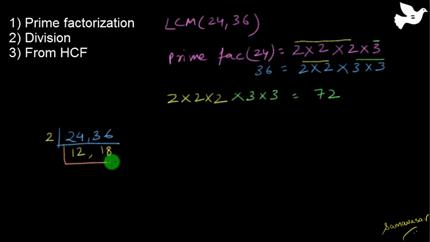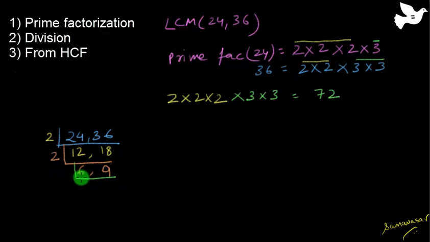Then I do this and I again take a prime number, the smallest one which I can think of, which divides both these numbers. That again is 2. So 12 divided by 2 again is 6. 18 divided by 2 is 9. So now if I see these two numbers, 2 is not divisible. Both these numbers are not divisible by 2. 6 is still divisible by 2, but 9 is not. So I cannot put a 2 here.